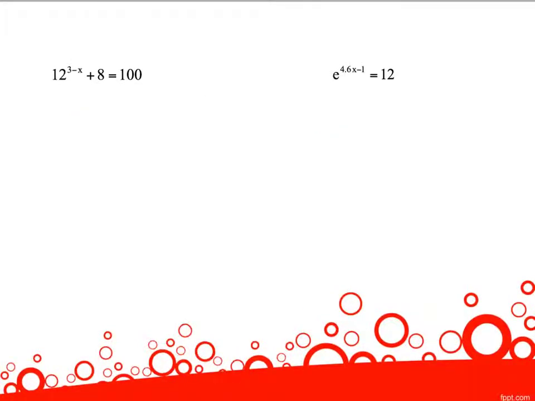Let's finish up with just a couple more examples. So let's say we have 12 to the 3 minus x, plus 8, equals 100. So I'm going to subtract the 8 first and get 12 to the 3 minus x would equal 92. Now, I have 12 to the... do not divide by 12. This is not a multiplication problem. That's where a lot of kids on these problems will mess up.